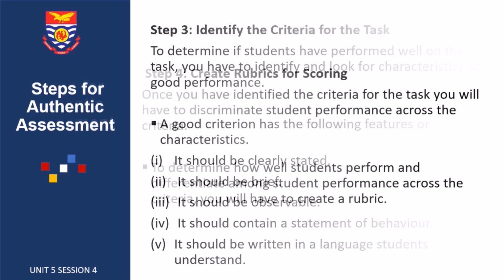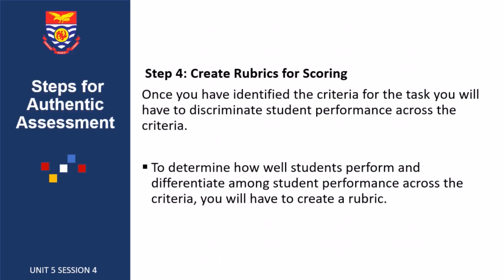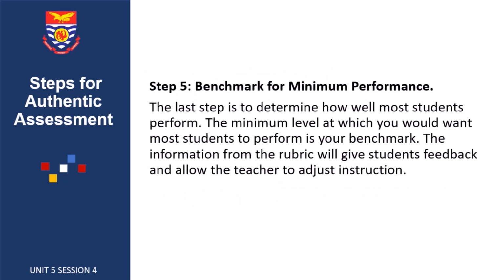Okay. Step 4, create rubrics for scoring. Once you have identified the criteria for the task, you will have to discriminate student performance across the criteria. To determine how well students perform and differentiate among student performance across the criteria, you will have to create a rubric for such. Step 5, benchmark for minimum performance.